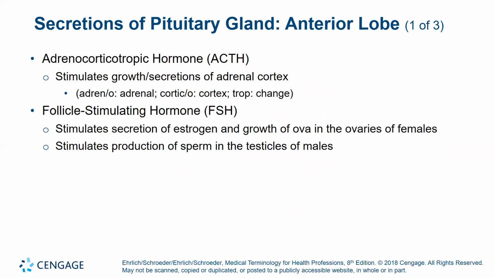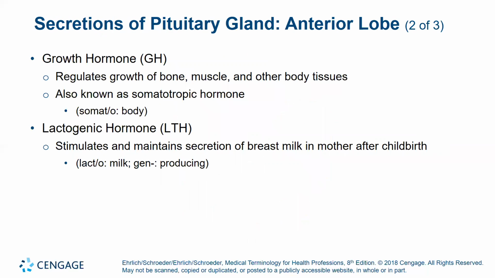So the first one we have is the adrenocorticotropic hormone, the ACTH. This stimulates growth and secretions of the adrenal cortex. Then we have the follicle stimulating hormone, the FSH. This stimulates secretions of estrogen and growth of ova in the ovaries of females, and it stimulates production of sperm in the testicles of the males. Next, we have the growth hormone, the GH. This regulates growth of bone, muscle, and other body tissues.